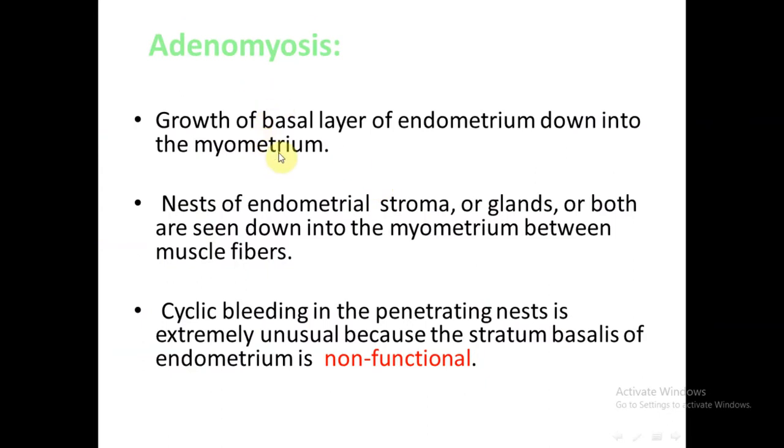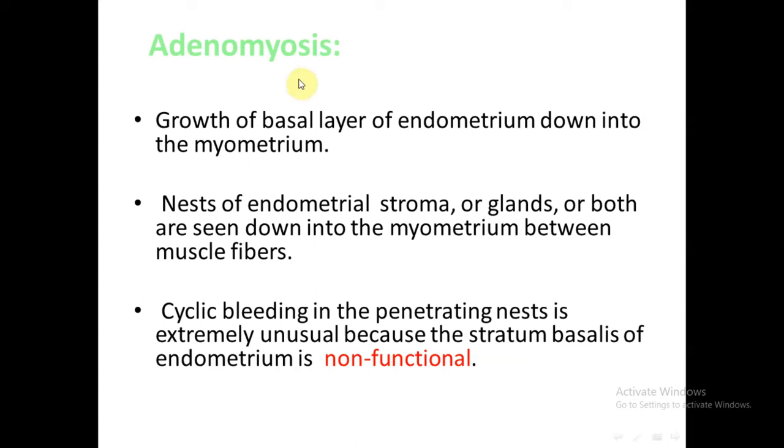Adenomyosis is growth of the basal layer of endometrium down into the myometrium, and because the basal layer of endometrium is non-functional, there is no cyclic bleeding in adenomyosis. There is no cyclic bleeding during menstrual changes, and it does not undergo hormonal changes. Just a non-functional basal layer comes down from the endometrium into the myometrium.